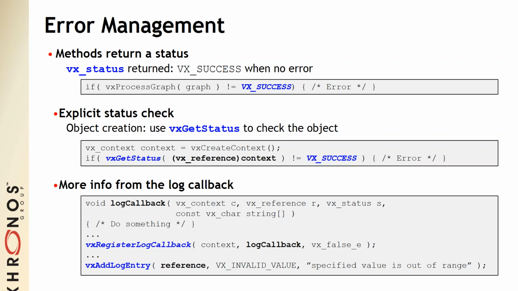You can also register a log callback function that will allow you to get more information from the implementation as it processes your VX calls. We're not going to go into detail, but I just wanted to mention it here. It's a very useful feature. And if you want to look at more details in terms of the various types and error codes available, look at vx_types.h, which has the list of all the error codes.